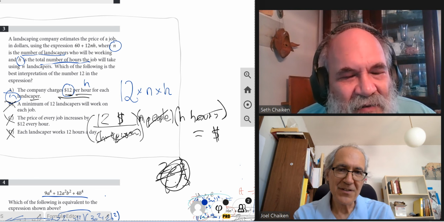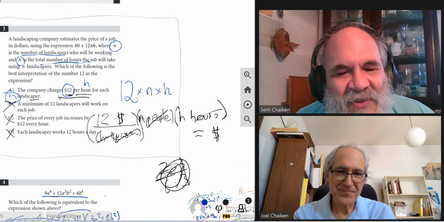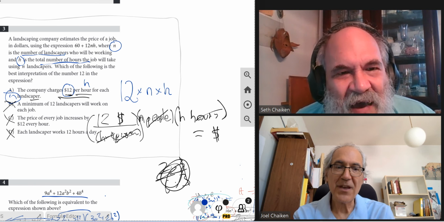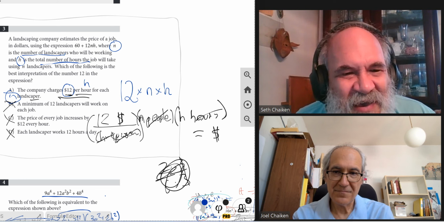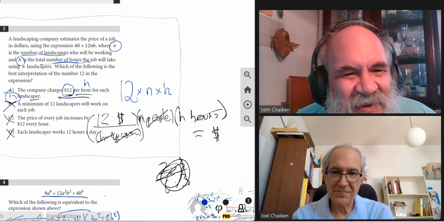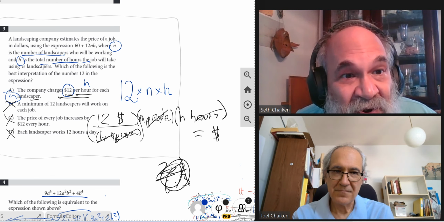What do you think, Sam? Do you like unit analysis? I see a way of solving the question with unit analysis by itself. Really? Okay, go ahead. How does it go? The second line says that the price in dollars is 60 plus 12 times N times H, where N is the number of landscapers and H is the number of hours.